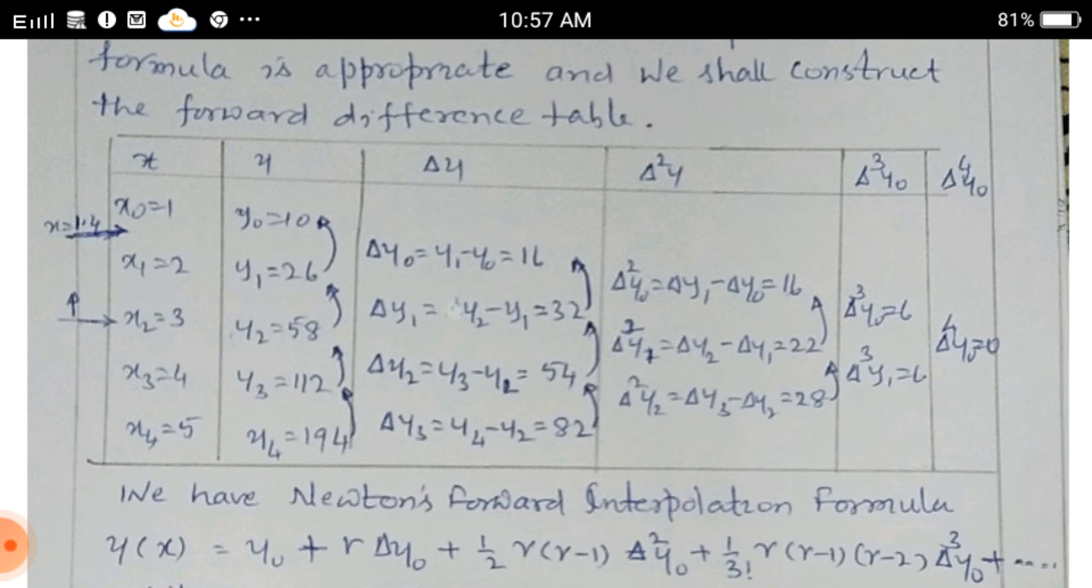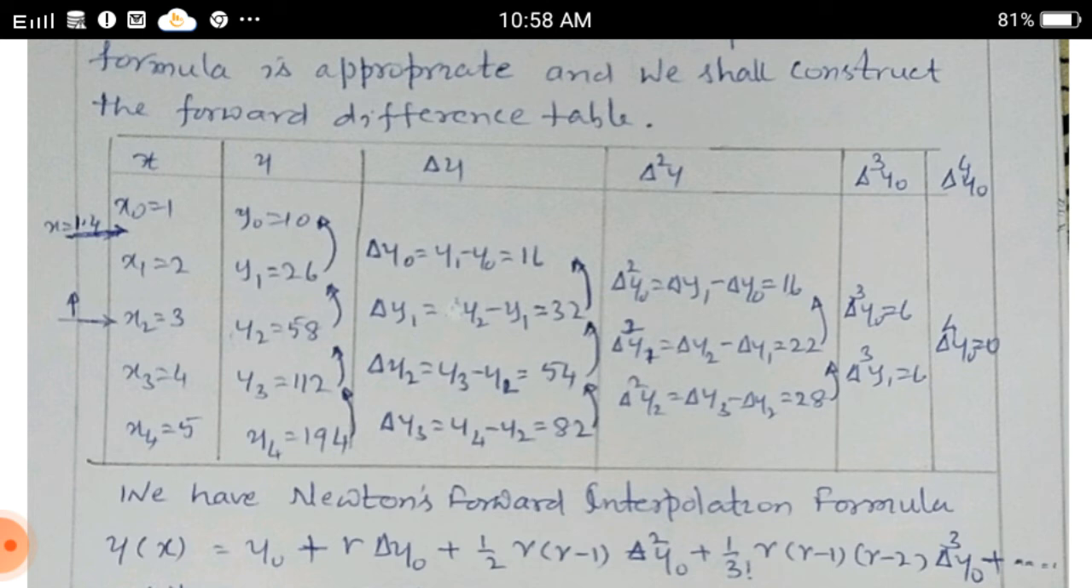Second order forward differences are given by the difference of first order forward differences. Delta square y0 is delta y1 minus delta y0, that is 32 minus 16, which is equal to 16. Delta square y1 is delta y2 minus delta y1, 54 minus 32, which is equal to 22. Delta square y2 is delta y3 minus delta y2, that is 82 minus 54, which is equal to 28. These are the second forward differences.